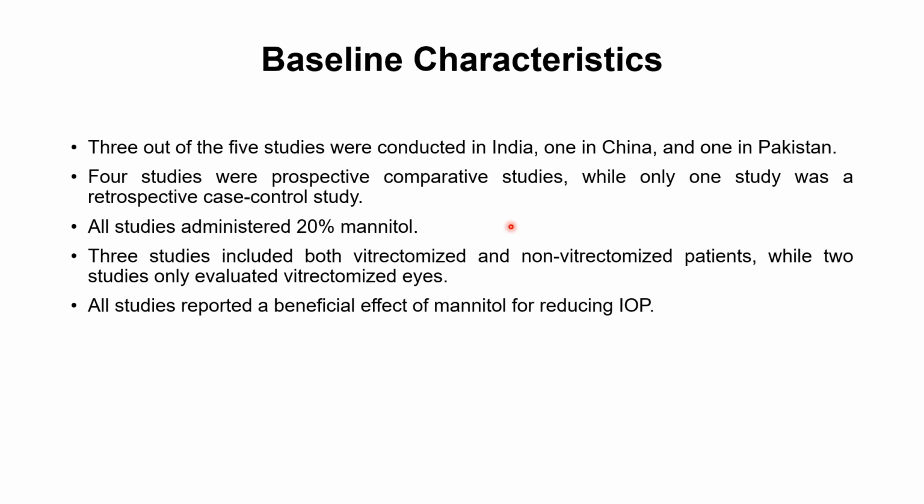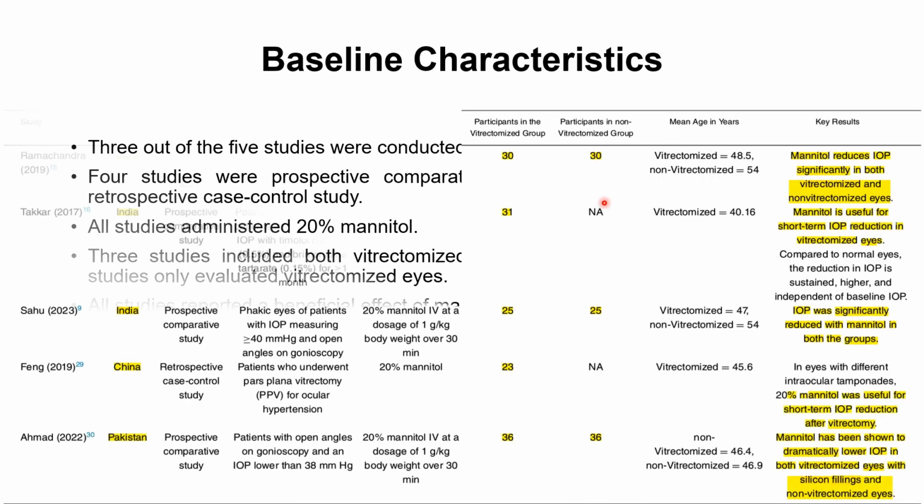All of the studies used 20% mannitol, 1 milligram per kg. 3 studies included both vitrectomized and non-vitrectomized eyes, while 2 studies only evaluated vitrectomized eyes with silicone oil or gas tamponade. The main result was that all studies reported a beneficial effect of mannitol in reducing IOP. So this is the baseline characteristics table.